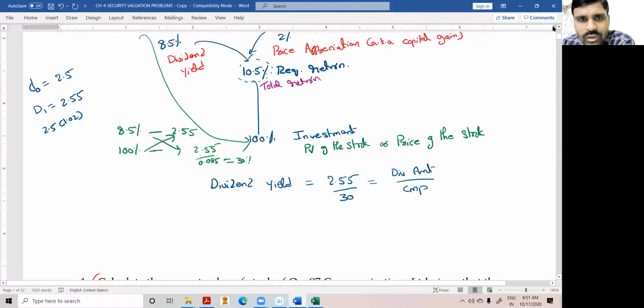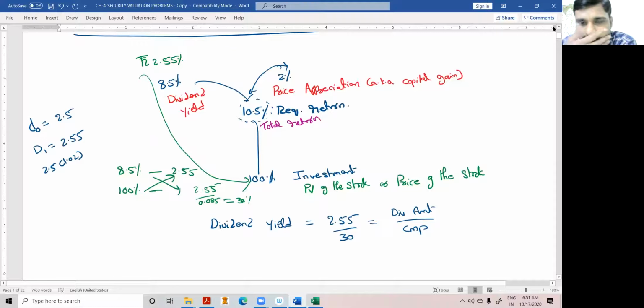Whatever we are seeing in the problem, 8.5% dividend yield and 2% price appreciation, in the Indian scenario it is reverse. The data may be appropriate for foreign countries or developed countries, and long back, even in India maybe 20 or 30 years back, these figures may have been relevant. They are not relevant at present.